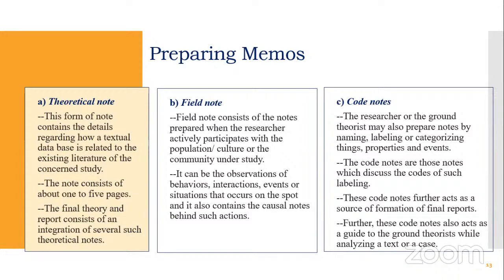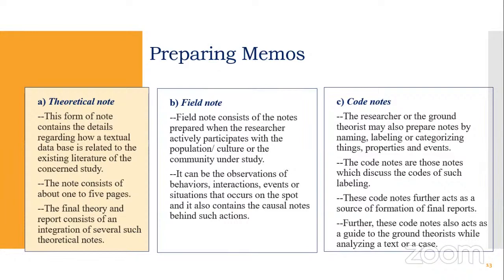A note consists of about 1 to 5 pages. Final theory and report consists of an integration of several such theoretical notes. Okay, if you look into published papers on grounded theory research, you will find that they have included such theoretical notes, theoretical memos, while explaining a particular phenomenon.